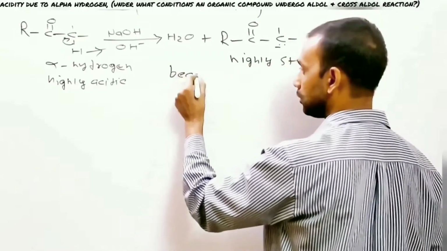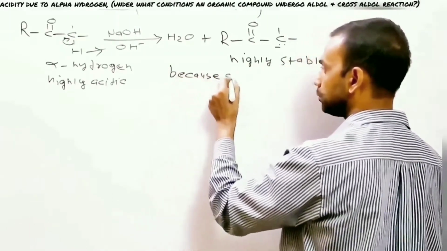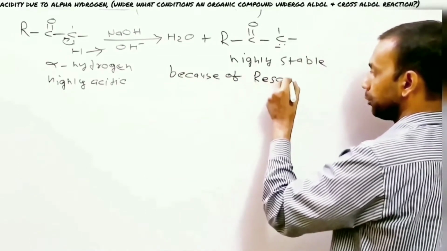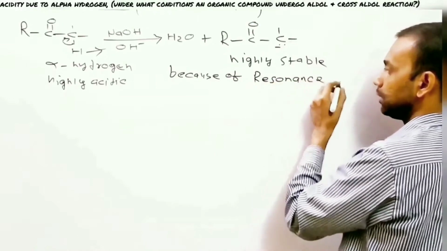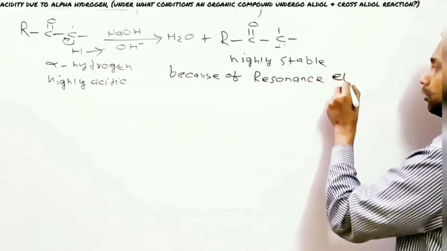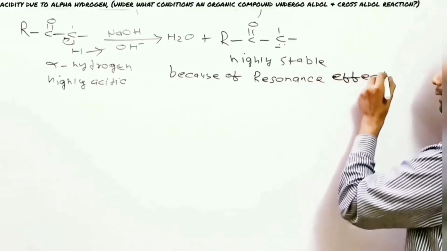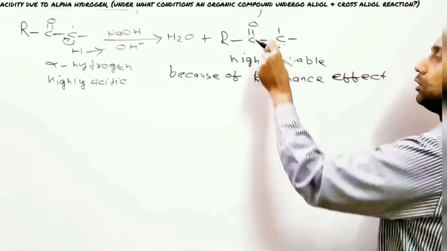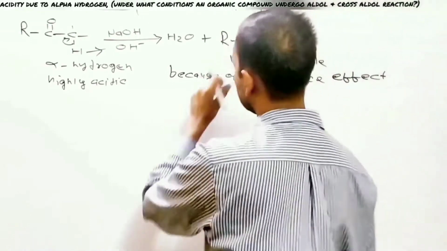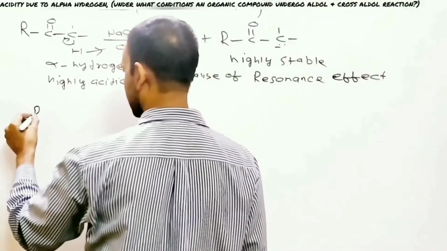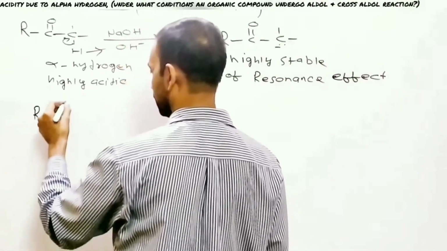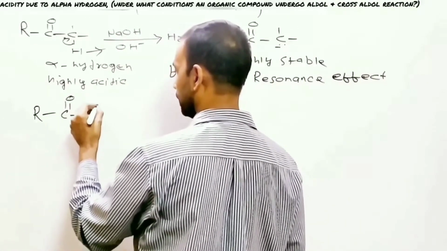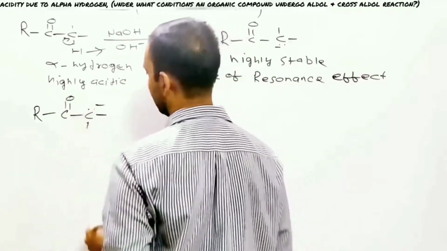How is it stable? It is stable because of the resonance effect. What that means is that this carbanion produced is highly stable because it can undergo resonance. Let me show you how this undergoes resonance here. So we have R here, and then we have carbon double bonded to oxygen, and another carbon with a lone pair and two bonds.